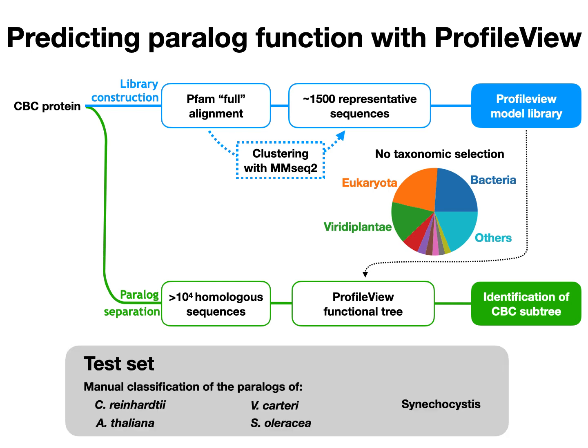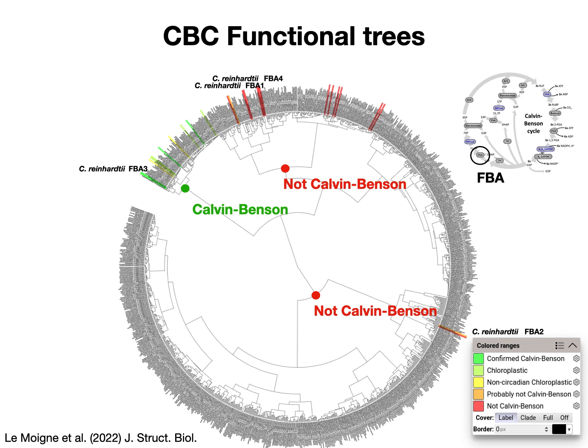For each protein, we have manually curated the annotation of a set of sequences in order to see whether Calvin-Benson and non-Calvin-Benson paralogs are correctly classified in separate subtrees. This is the result of ProfileView analysis on the fructose 1,6-bisphosphate aldolase, FBA, where we can clearly see the Calvin-Benson paralogs being clustered in a different subtree with respect to the non-Calvin-Benson ones.